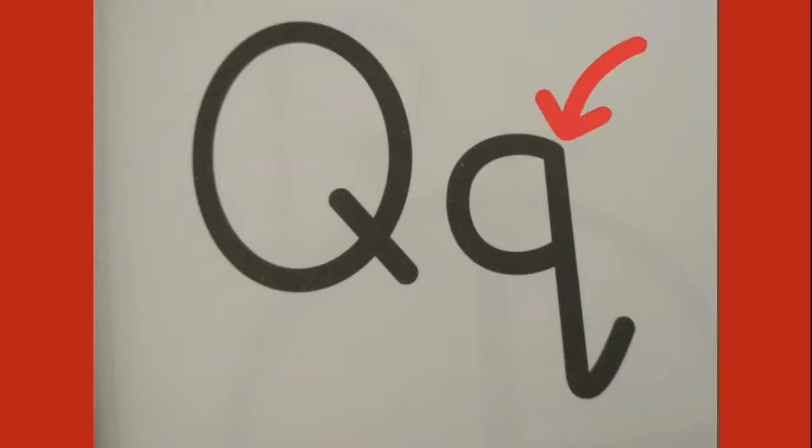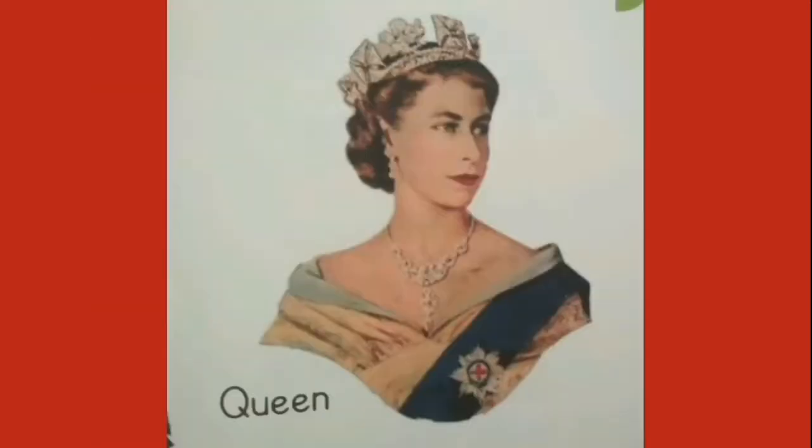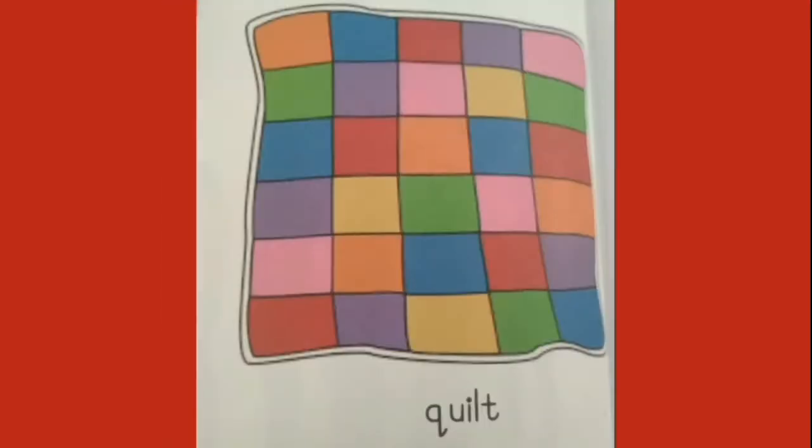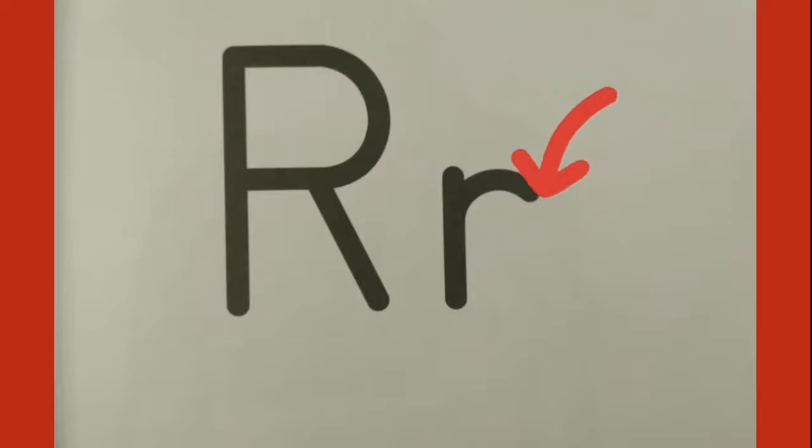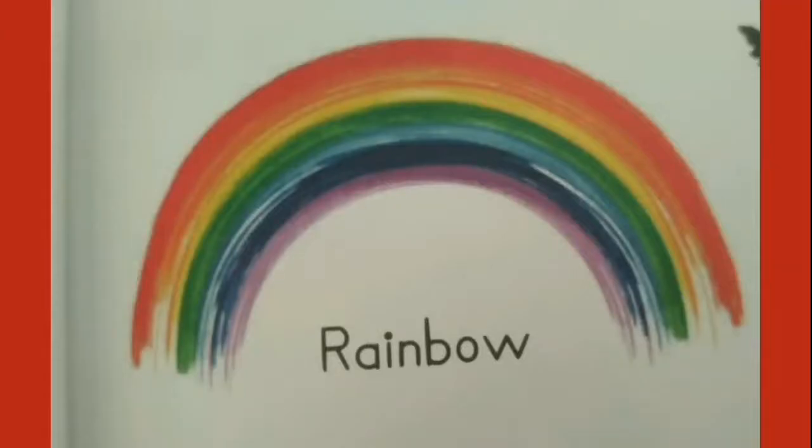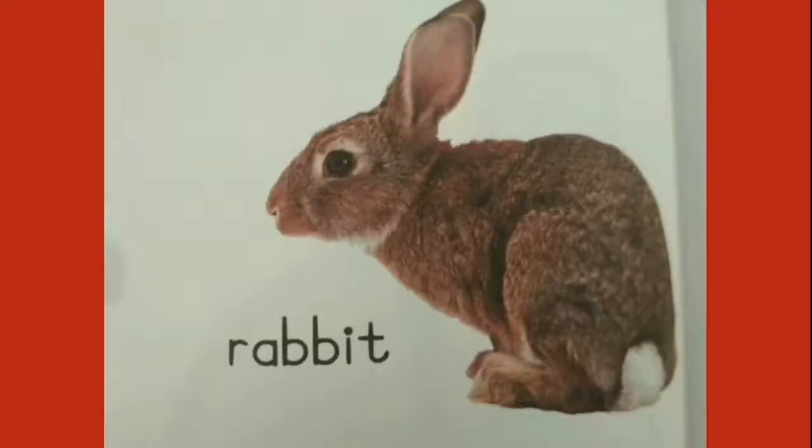Capital Q, small q. Q says Q. Q for queen. Q for quilt. Capital R, small r. R says R. R for rainbow. R for rabbit.